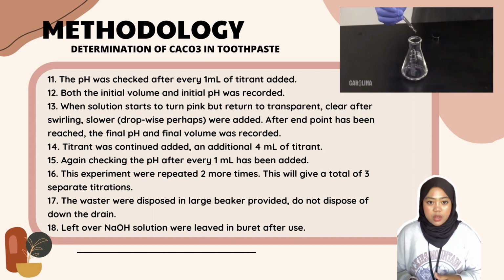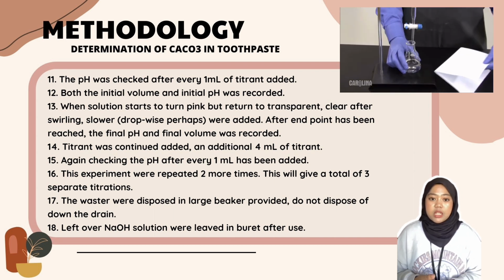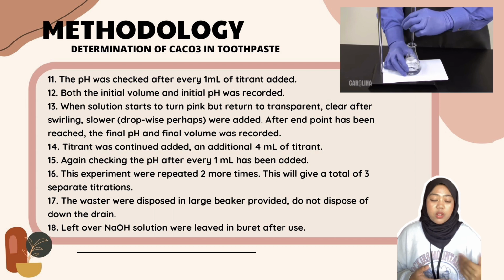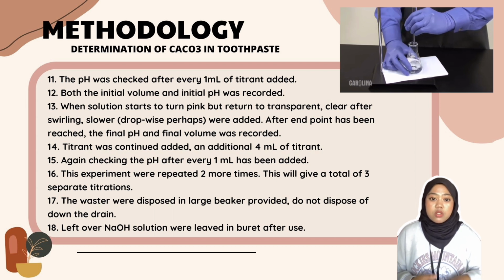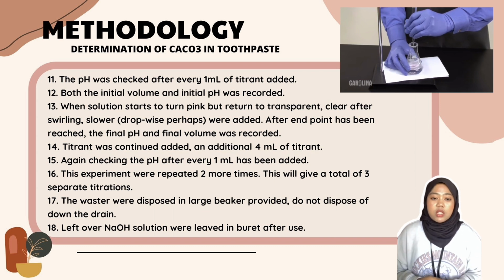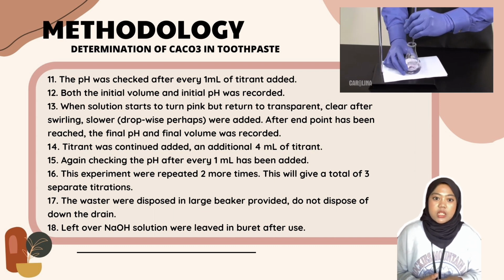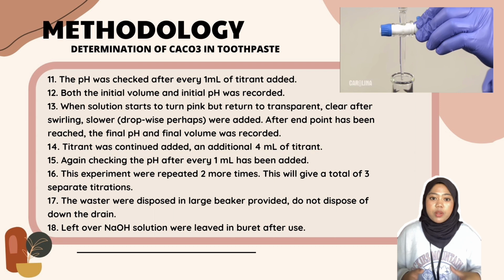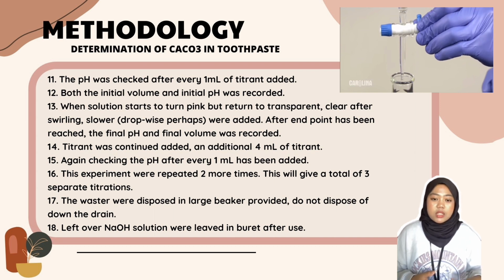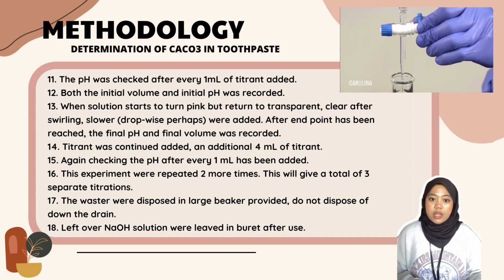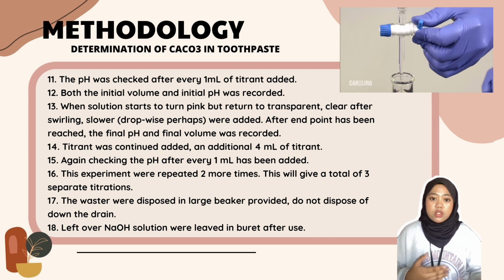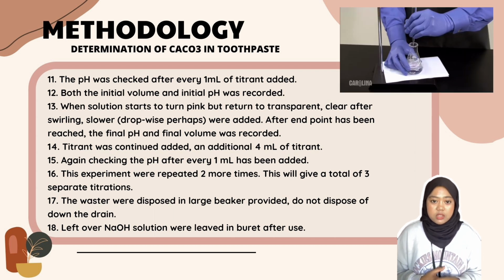After the end point has been reached, the final pH and final volume were recorded. Then the titrant was continuously added, an additional 4 ml of titrant. To get the best result, again check the pH after every 1 ml has been added. This experiment will be repeated 2 more times, which gives a total of 3 separate titrations.